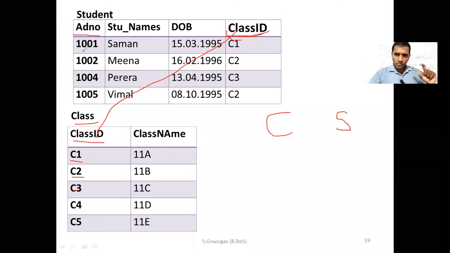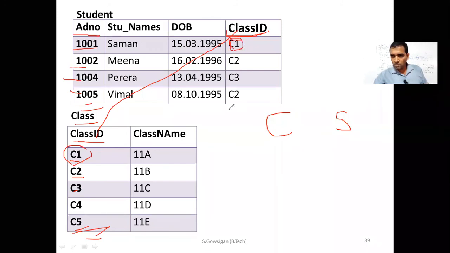Look here, this student table has 4 records, sample records. There may be many records. There may be 100 students, there may be 20 students. We don't know. Have you understood? Even in the class table, there may be many classes, but I have shown only a few. Even though you have many classes, class ID is never repeated. This C1 is never repeated because C1 is given to 11A. So this is unique. Listen to me very carefully, right? This is unique. But what about this class ID?